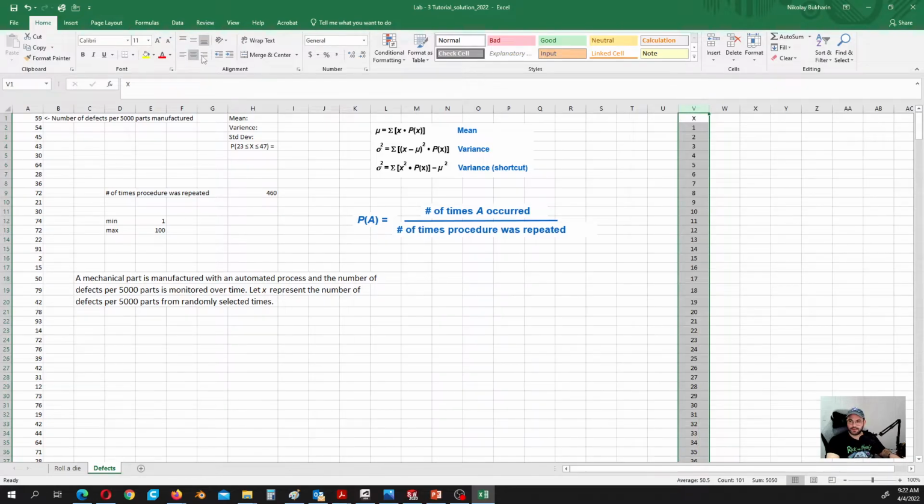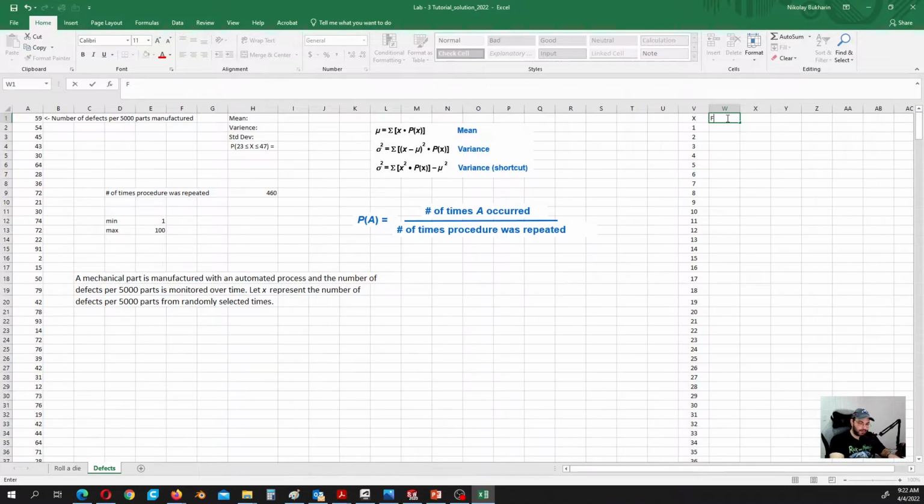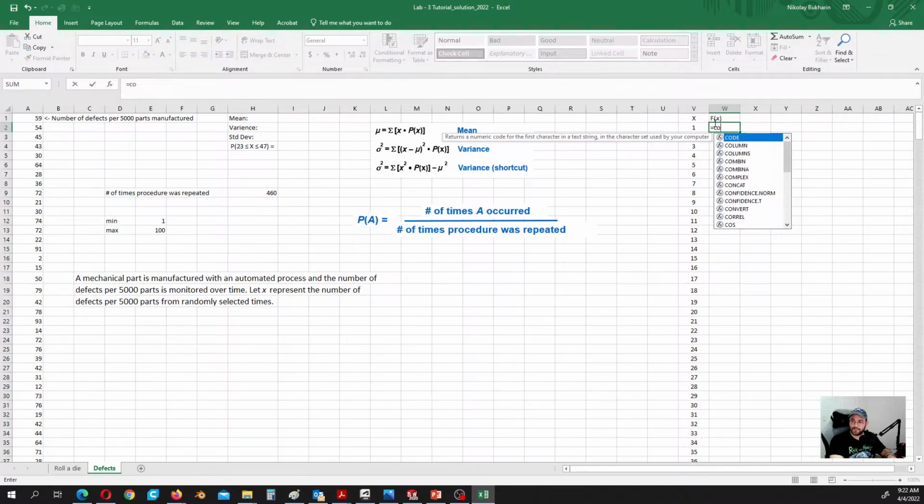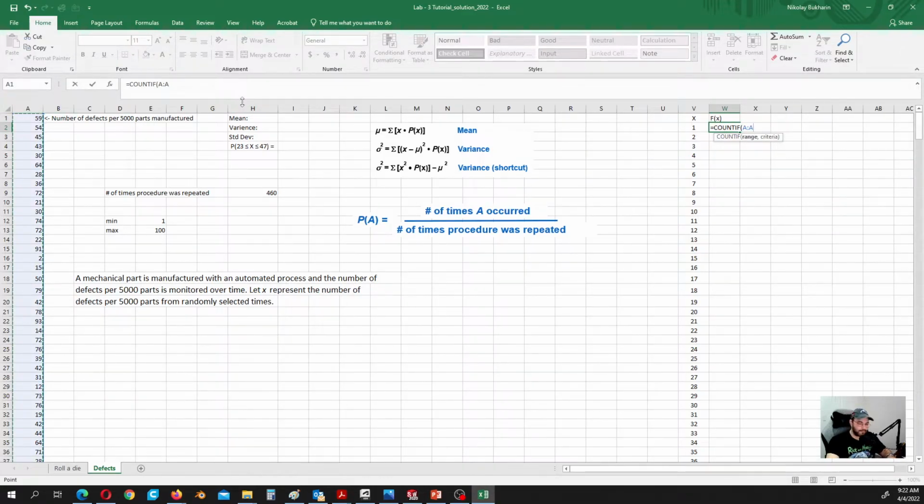So let's maybe center everything. The frequencies. So how many times that happens? So how many times we take 5,000 parts and get just one defect? We are going to use the COUNTIF function, and our range, so that's this data right there, and the criteria. How many times we have 1? Go for it. 3 times. Yeah, that happens 3 times.